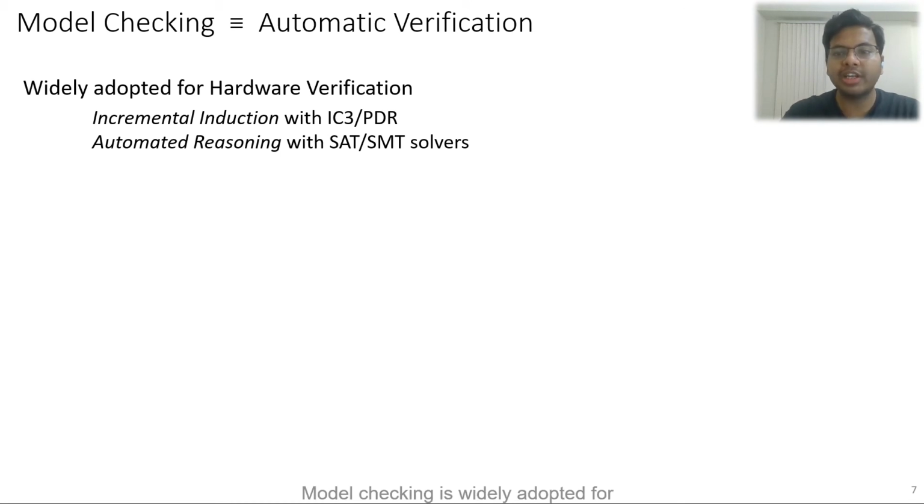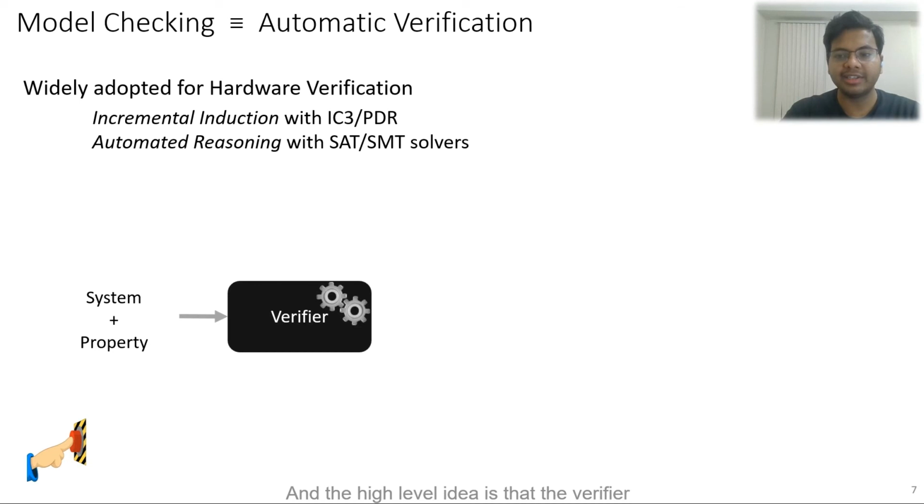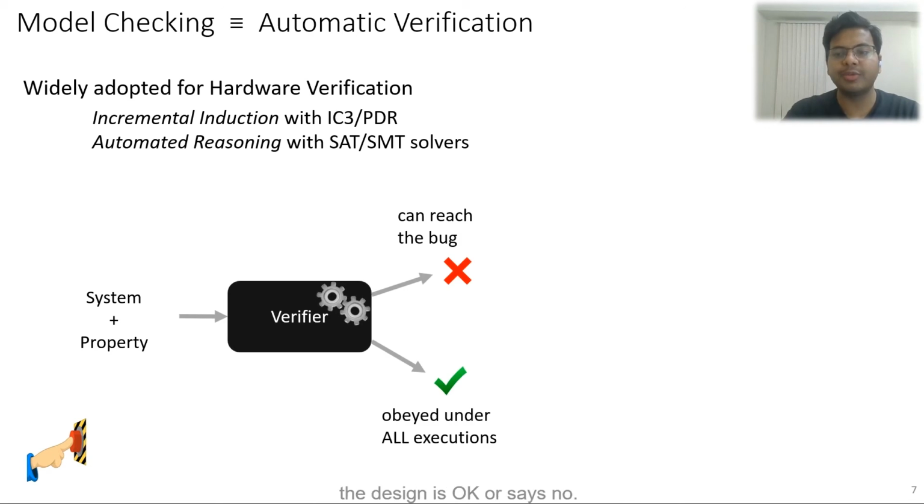Model checking is widely adopted for hardware verification, where techniques like incremental induction are used to prove or disprove the property with the help of SAT or SMT solvers. And the high-level idea is that the verifier is fully automatic. As we push the button, the verifier performs some kind of automatic analysis and exploration of the state space, and finally outputs whether the design is okay or says no, you can fail the property.